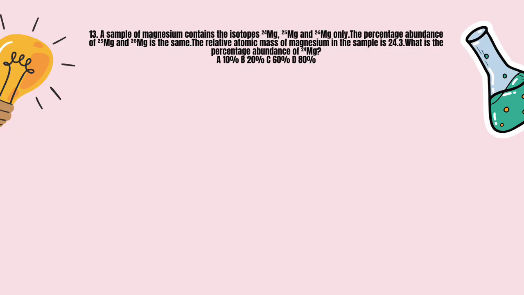We have a sample of magnesium containing 3 isotopes, magnesium 24, 25, and 26. We are told that the percentage abundance of magnesium 25 and 26 is exactly the same, and the overall relative atomic mass of the sample is 24.3. Our goal is to find the percentage abundance of magnesium 24.